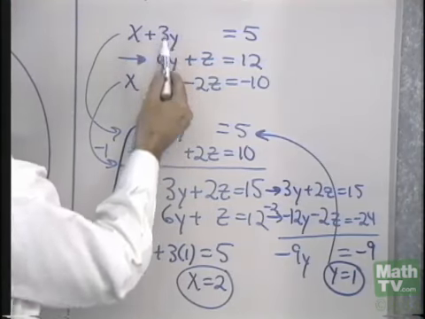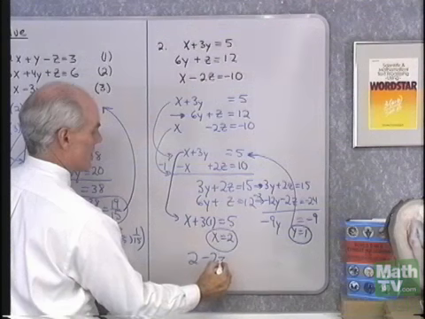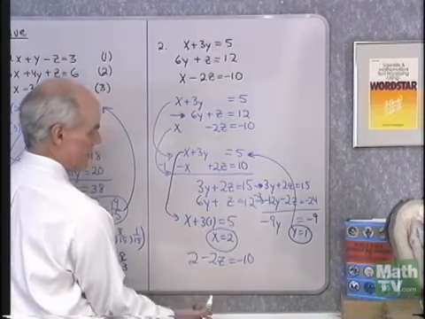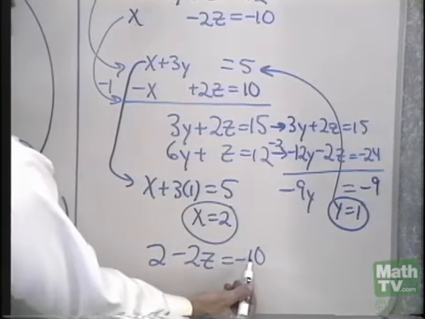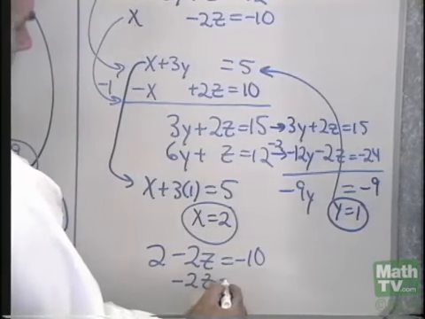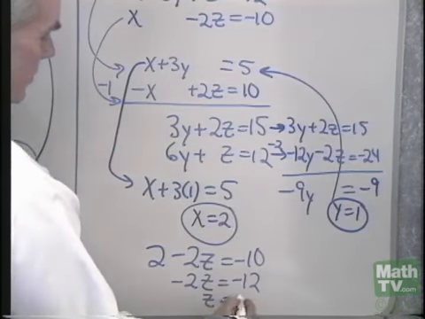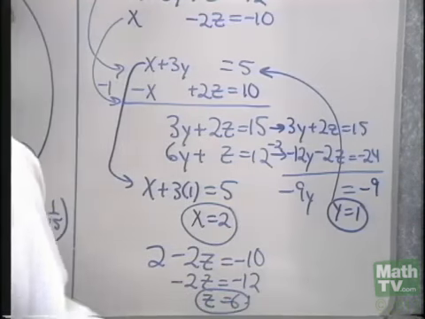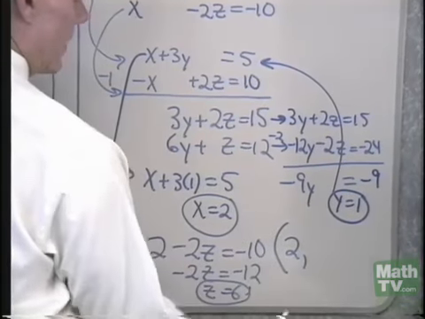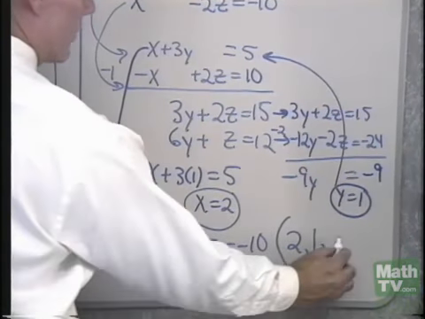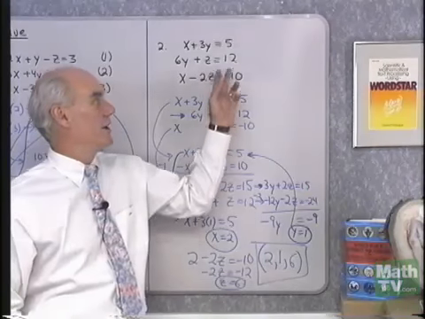Let's see, how about if I go back to this equation right here? So x, which is 2, minus 2z is equal to negative 10. So I substitute x equal 2 into this third equation. 2 minus 2z is equal to negative 10. Minus 2z is equal to negative 12 when I add negative 2 to both sides. So z is equal to 6. So I'll put these three solutions together, and that'll be the solution to my system. X equal 2, y equal 1, and z equals 6. And that's the only ordered triple that satisfies all three of these equations.